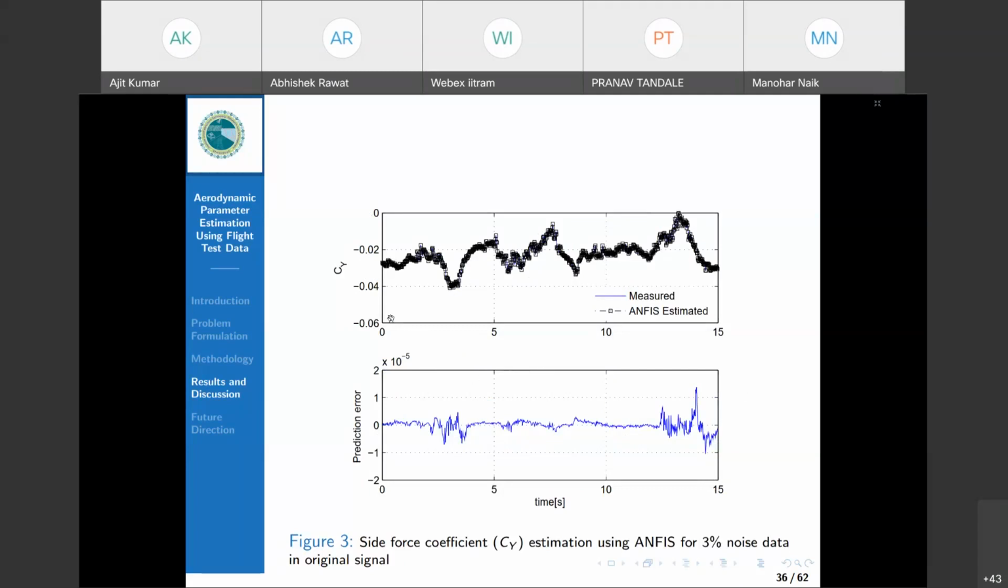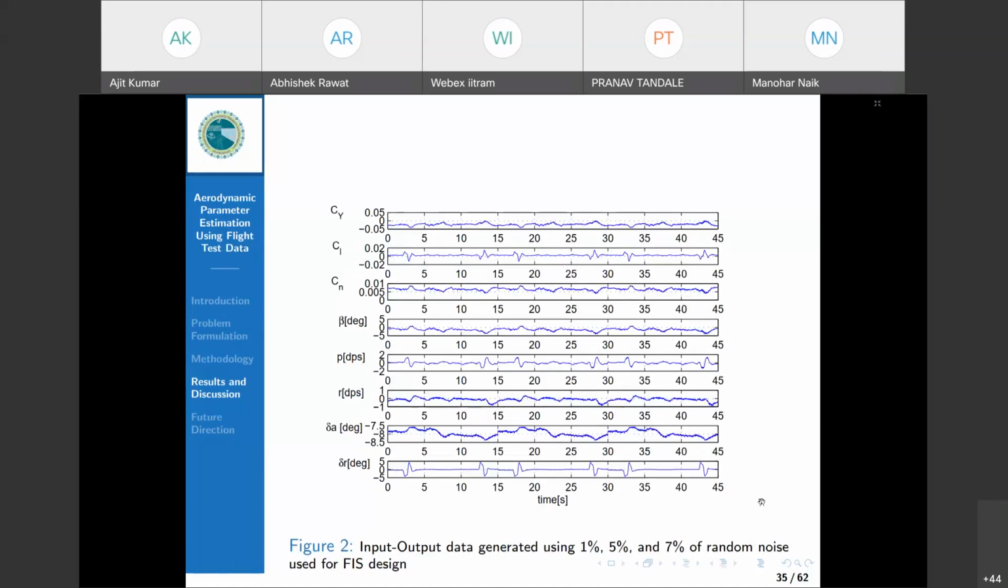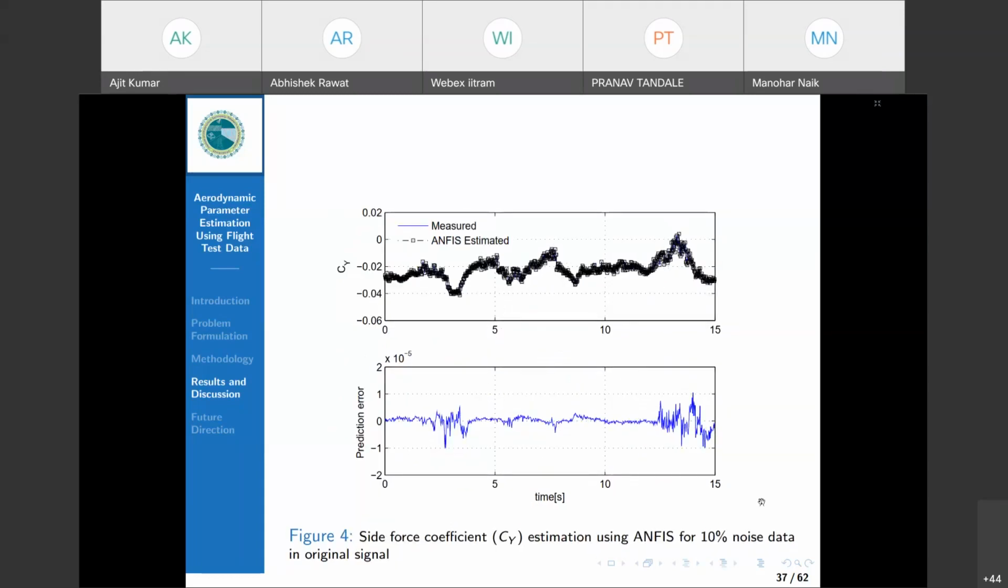And this is the result for CY when we add 3% of the noise data in the original signal. And then we have also demonstrated by adding 10% of the noise data. So of course, we can see the interpolation and extrapolation capability of the FIS because these two data were not part of the training. One data was within the dynamics, with a value of 3%, and another, 10% of the noise data, is beyond the value of 7%. So it also demonstrates the capability of extrapolation here.